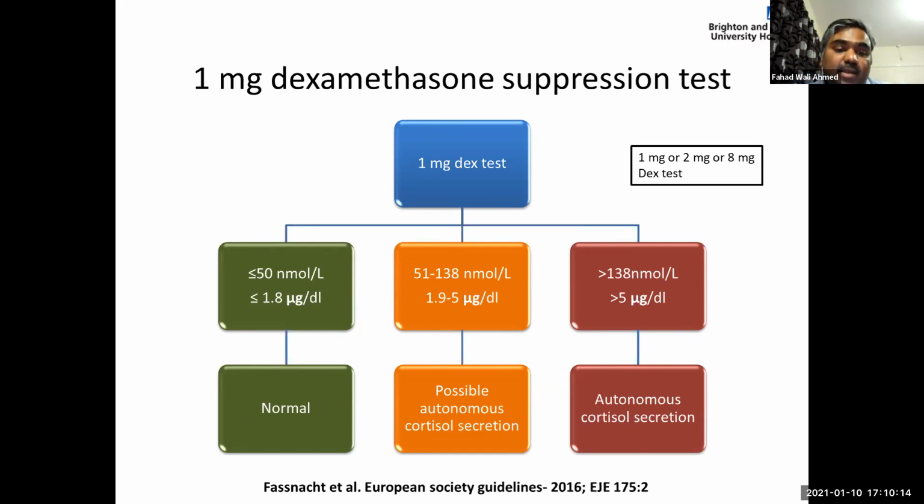Now, based on the guidelines, we can divide the cortisol status of a patient into 3 groups. If the cortisol is less than or equal to 50 nmol/L after dexamethasone, then it's a normal test. If it's more than 138 nmol/L, then the patient has autonomous cortisol secretion. And if it's between 51 and 138 nmol/L, then it is possible autonomous cortisol secretion.